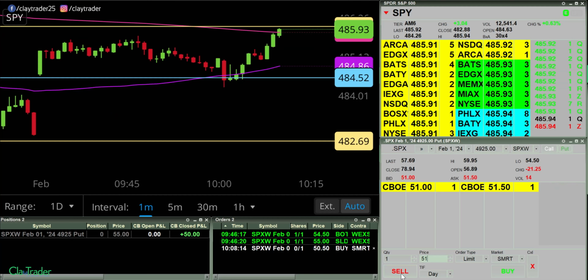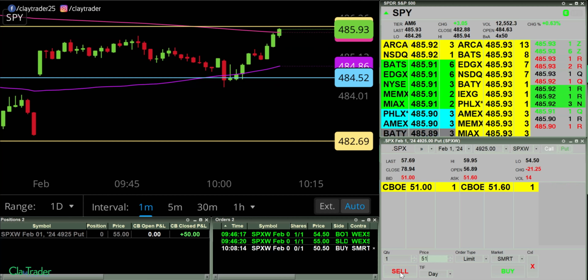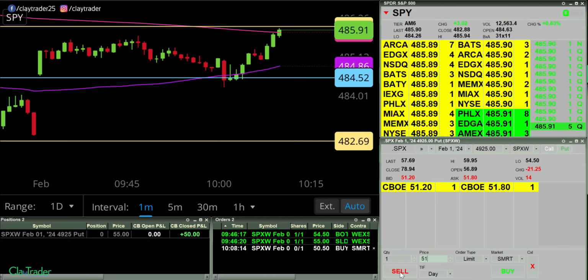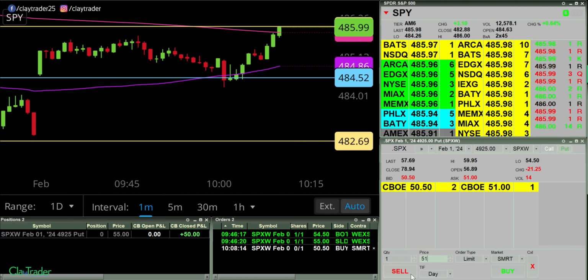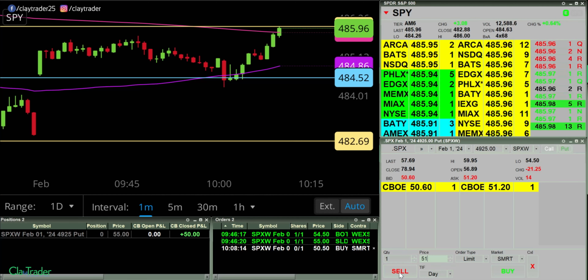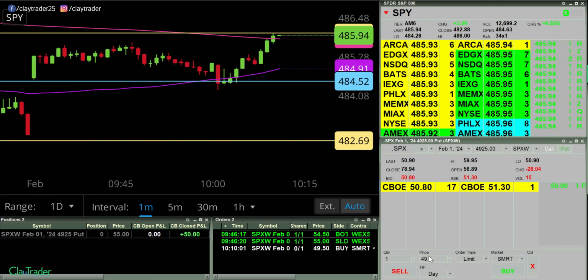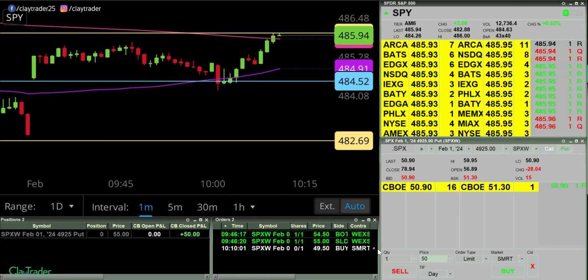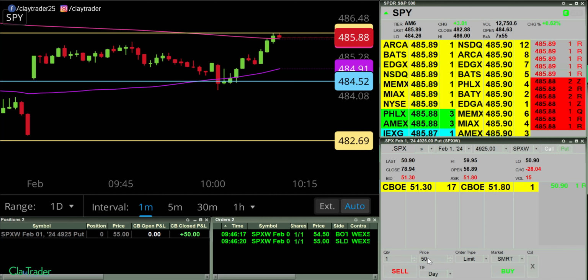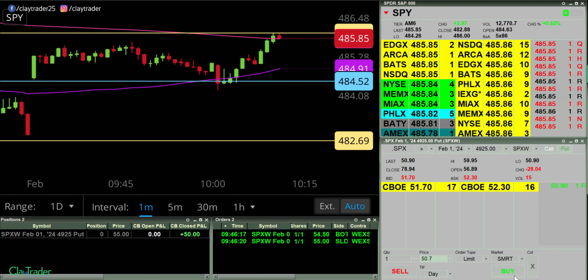Have an order at 50.50 here for a put. Getting close, not quite there though. All right. At this point, I'm just going to go to 49.50. Where's the actual spot? More so 50.70. Let's try 50.70.